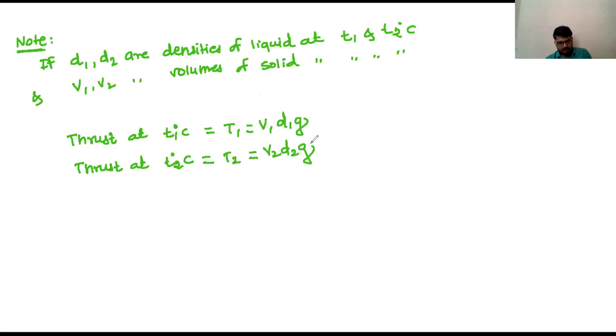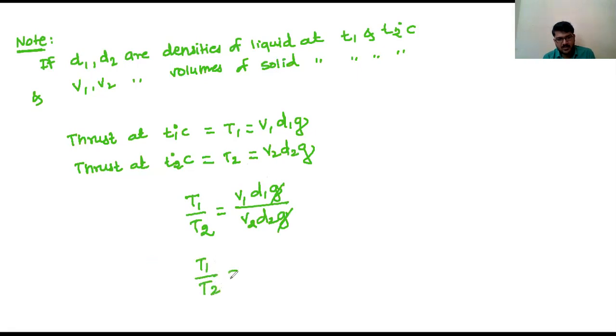Now here, if I want to take the ratio of these two, then what am I getting? T1 by T2 is equal to P1 D1 G divided by P2 D2 G. This G will get cancelled. And I am getting the formula T1 by T2 is equal to P1 D1 divided by P2 D2.